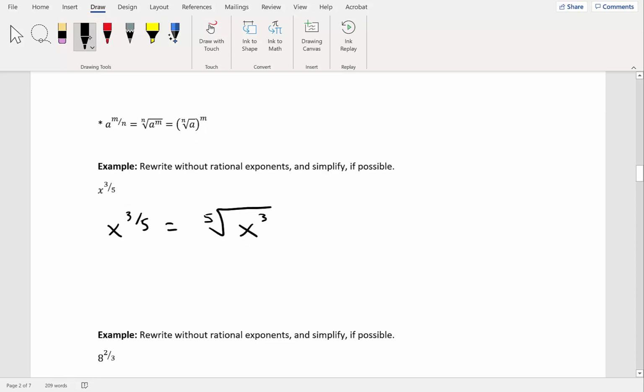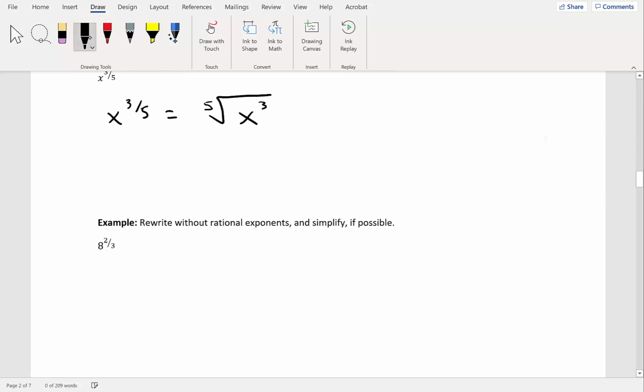And for this particular radical expression, we cannot simplify it. So if it was, say, x to the 5th, the 5th root of x to the 5th, this would just become x. But since it's just raised to the 3rd power, since it's just x to the 3rd power, this cannot be simplified. Let's take a look at another one.